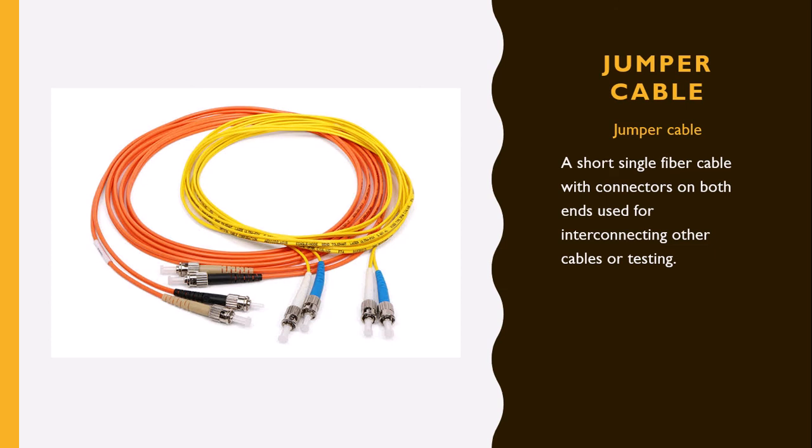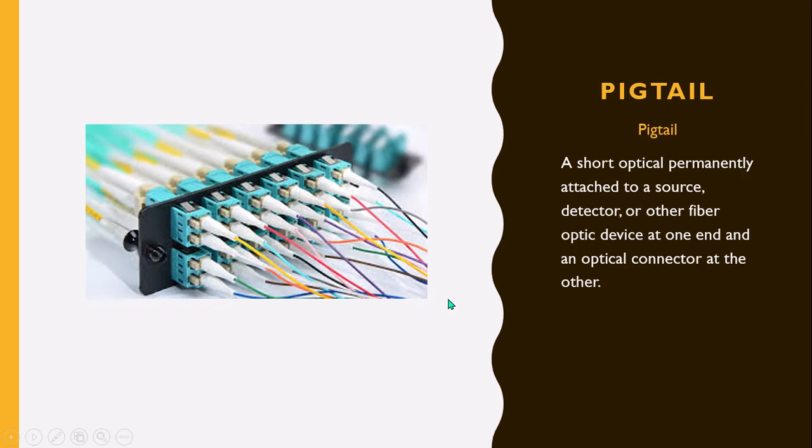A simplex fiber optic jumper has only one connector on each side of the cable, and the whole jumper is one strand of optical fiber in the cable. The most important parameters of fiber optic jumpers are the insertion loss and return loss. Fiber optic jumpers can have different lengths and cable types. So that's for our jumper cable. Next is our pigtail.